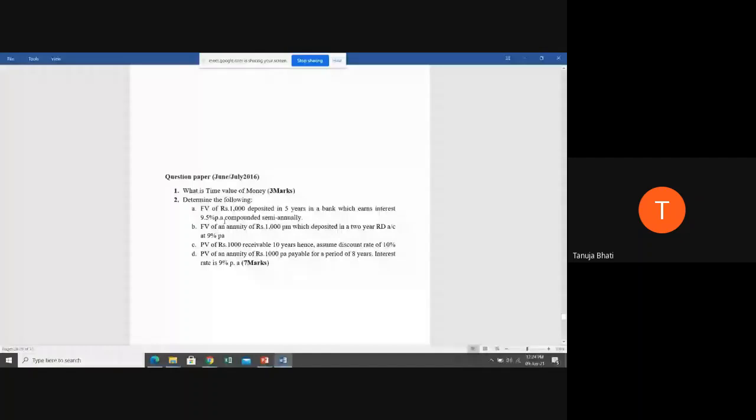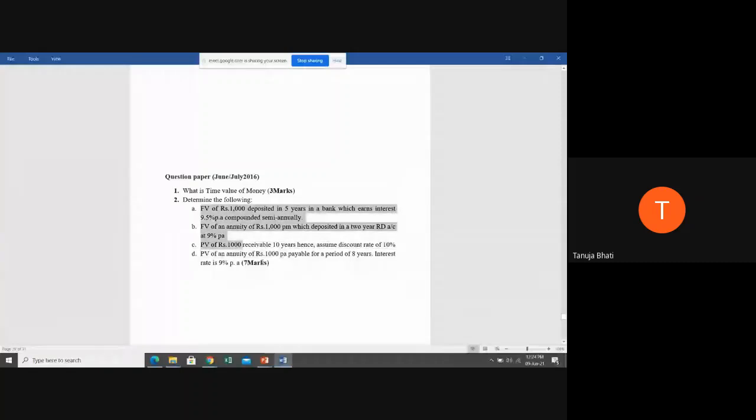Okay, very good. Now next, determine the following. So they have given you 4 sub questions which you need to solve individually. Some students again get confused whether it is asked together. So you need to solve it separately.